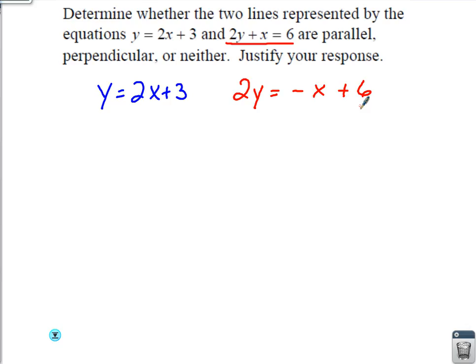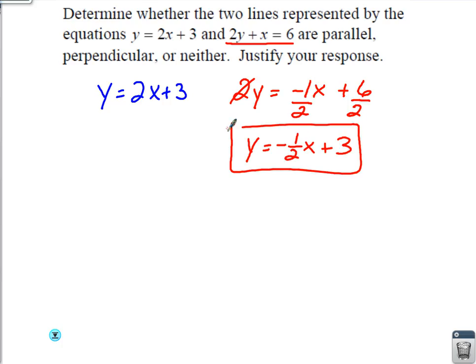Still not done. Now I do have to get rid of the 2. Carly, how do I get rid of this 2? Good. And there's nothing here to divide by 2. Anybody know what I can put here in this spot? -1. Divide that by 2. Divide this by 2. You've got to divide everything by 2. So y equals -1/2 x. 6 divided by 2 is 3. There's my 2 equations.